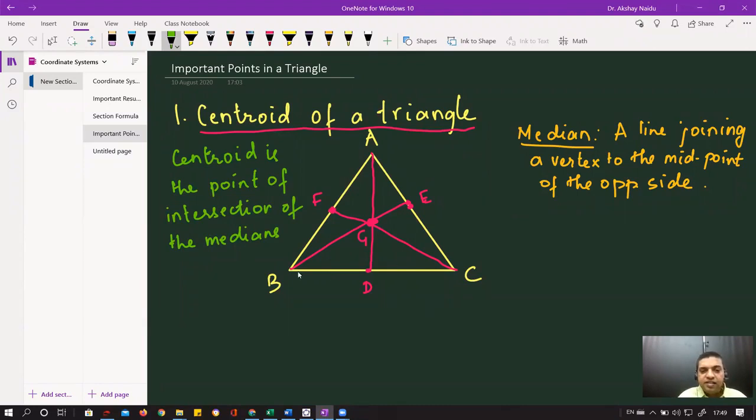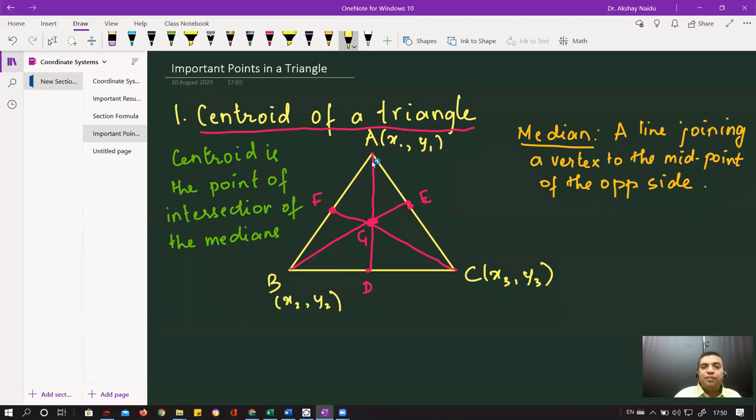Now, how do you find it? A is (x1, y1), B is (x2, y2), and C is (x3, y3). D is the midpoint of BC, so it will be ((x2 + x3)/2, (y2 + y3)/2). E will be midpoint of AC, so ((x1 + x3)/2, (y1 + y3)/2), and F will be ((x1 + x2)/2, (y1 + y2)/2).